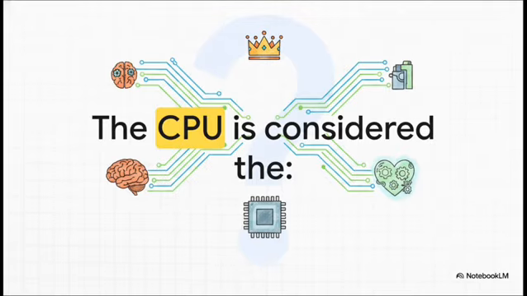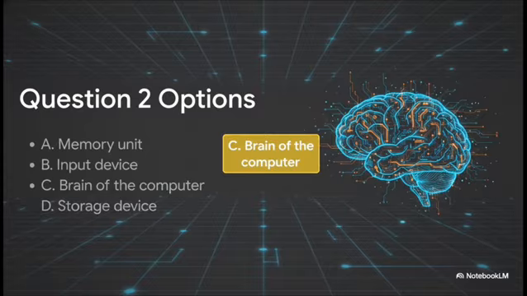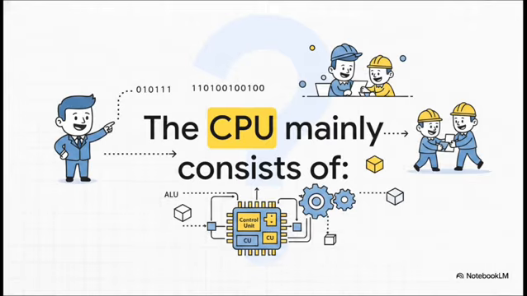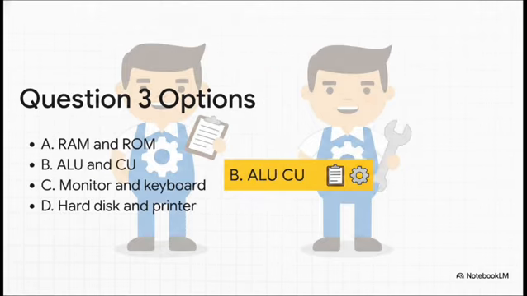The CPU is considered the A, Memory Unit, B, Input Device, C, Brain of the computer, or D, Storage Device. Now, we talked about this right at the beginning of the lesson. It is, of course, C, the brain of the computer. Moving right along to question 3, let's see if you remember our manager and worker. The CPU mainly consists of: is it A, RAM and ROM, B, ALU and CU, C, monitor and keyboard, or D, hard disk and printer? Got your answer? The correct one is B, the arithmetic logic unit and the control unit.